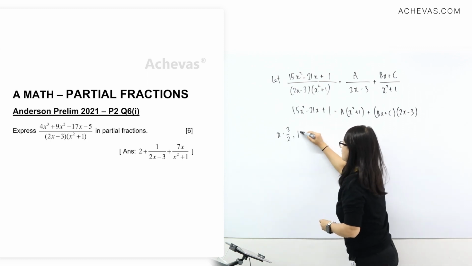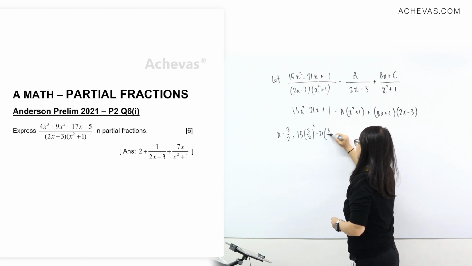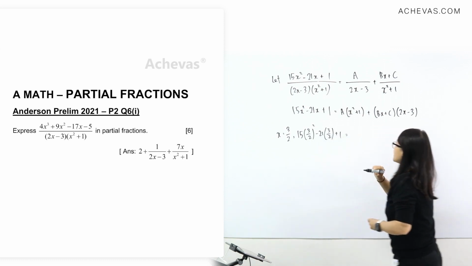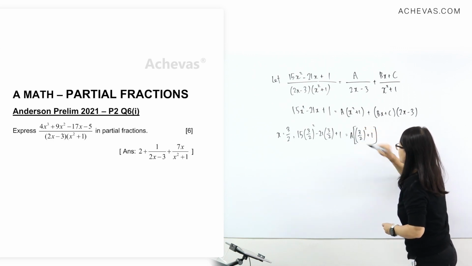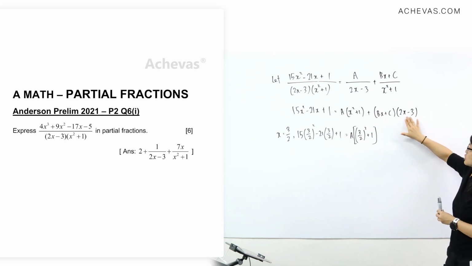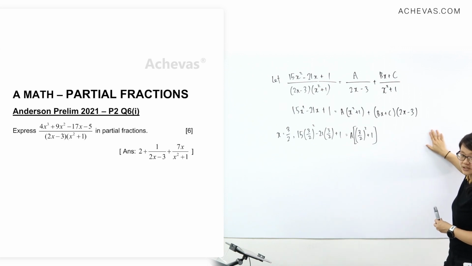First one, I'm going to use substitution. Now let's plug in 3 over 2 to the left-hand side, and 3 over 2 to the right-hand side as well. So I have 3 over 2 squared plus 1. I'm going to give it a square bracket. And since I'm going to insert 3 over 2 here, this whole term is going to be 0, so I do not have to write the rest here.